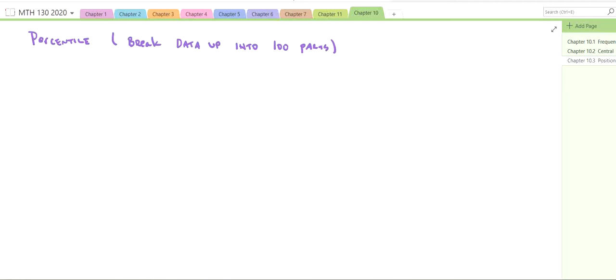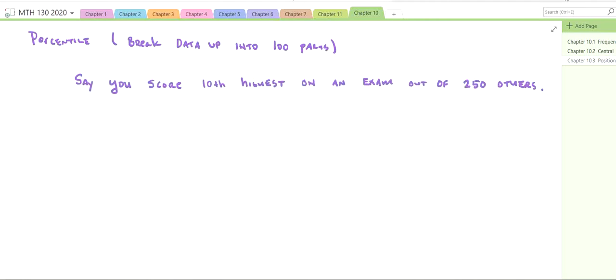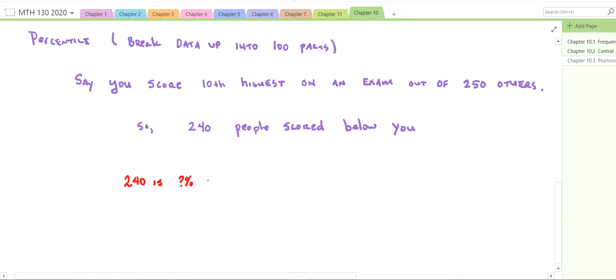Let me just demonstrate. Let's say, for example, you scored 10th highest on an exam out of 250 people that took the exam. So in effect, 240 people scored below you. Well, let's figure this out. Let's figure out what percentage of people scored below you. So 240 is what percent of 250?